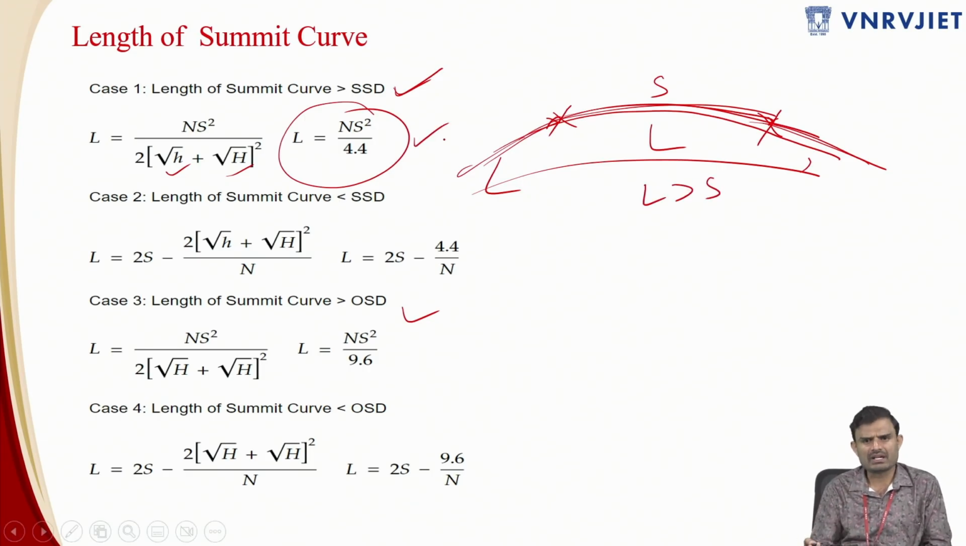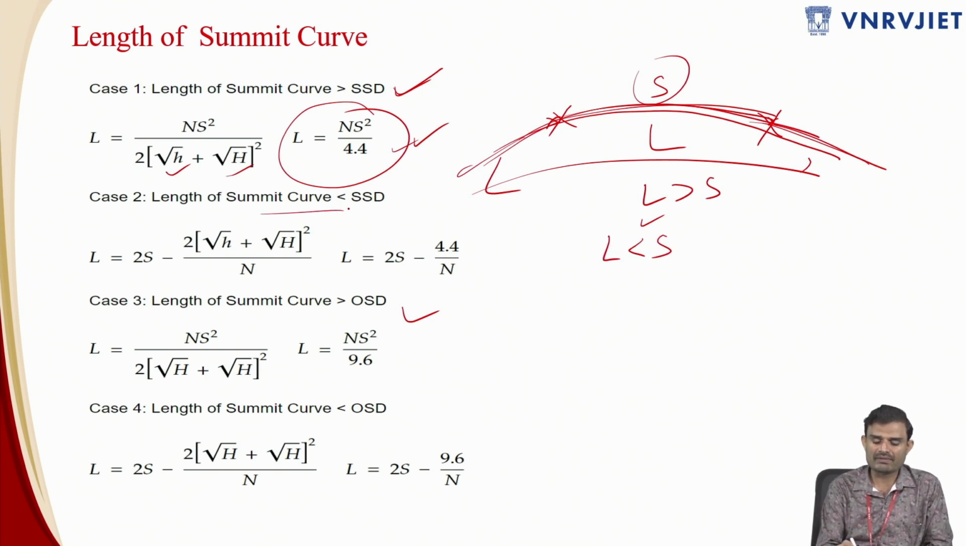Assume that the length of the summit curve you are going to design is higher than the stopping sight distance that needs to be provided. Then, if your length of the summit curve is higher than the stopping sight distance, you can keep the value as it is. But if that is not the case, if L is less than S, then you have to use the revised formula. So when the length of the summit curve is less than SSD, you use this formula and you will get the exact value of the length of the summit curve. Similarly, you will understand this easily when we solve one problem on this.